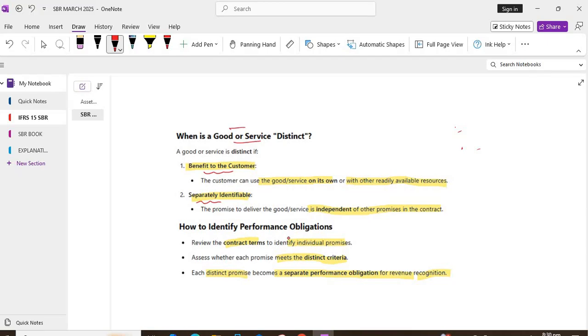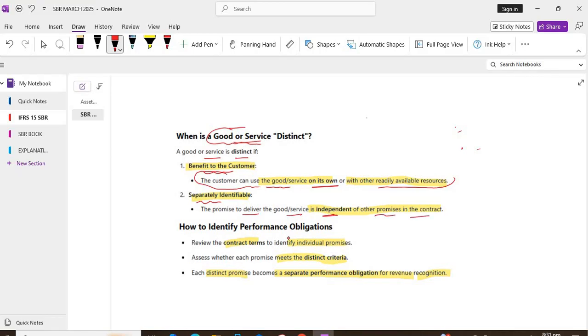So we have to know what we mean by distinct goods or services. The good or service is distinct if the customer can use the goods or services on its own or with other readily available resources. It means the customer will get benefit from the goods or services on its own, or they may use it with other readily available resources to get benefit. The second thing is separately identifiable. It means the promise to deliver goods or services is independent of other promises in the contract.